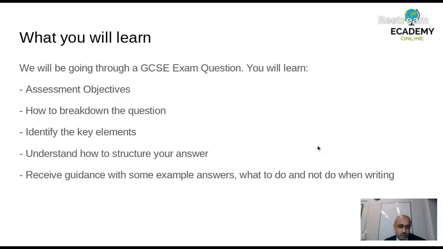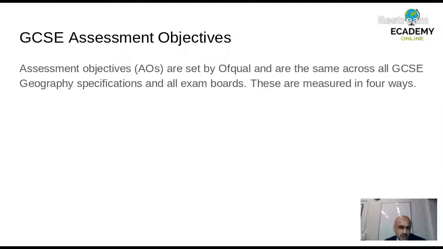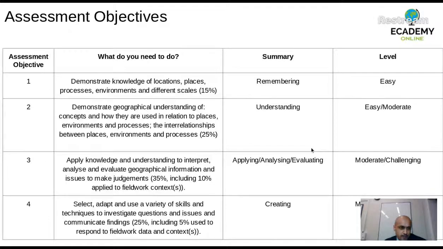when writing your answers. GCSE assessment objectives are all set by Ofqual, and they're the same across all the GCSE specifications and all exam boards. And these are measured in 4 different ways. Number 1 is assessment objective 1. You have 2, 3, and 4.